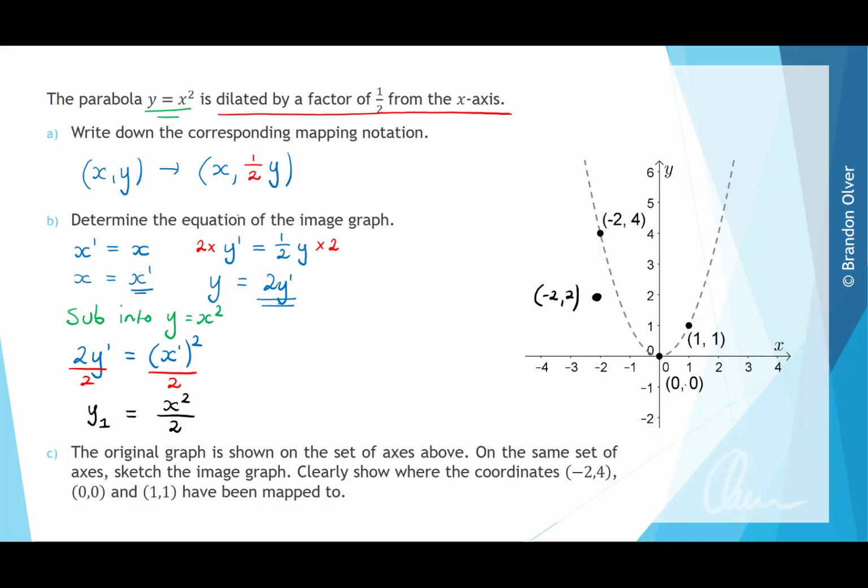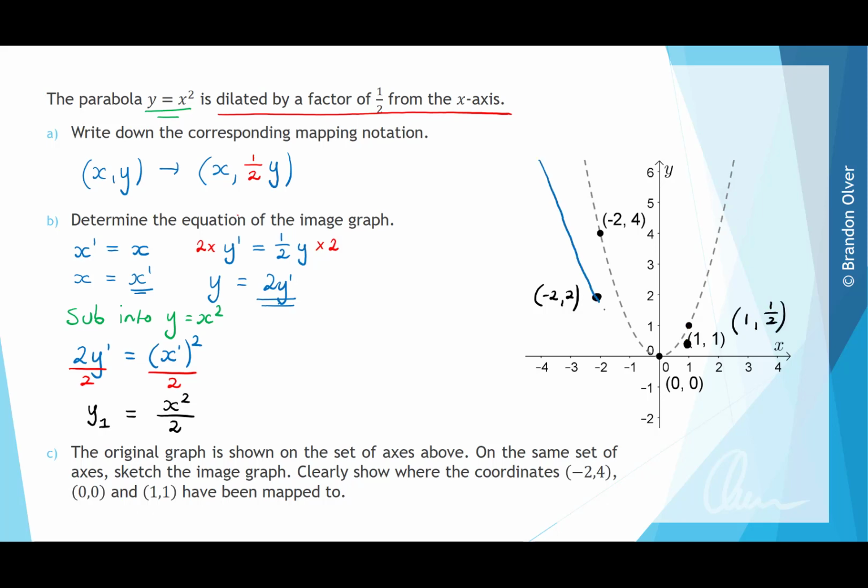For the point at (0, 0), if we multiply the y value by a half, we still have it being at (0, 0). So that point there does not change. For the point (1, 1), we multiply the y coordinate by a half, and this will move halfway back towards the x-axis, and our new point will be here, and that is going to be at (1, 1/2).